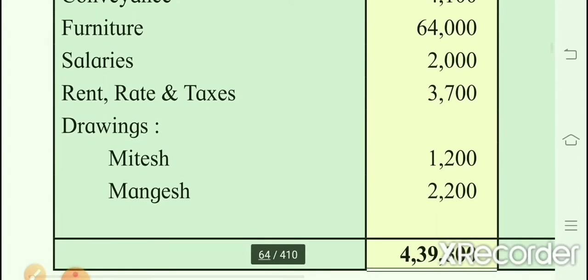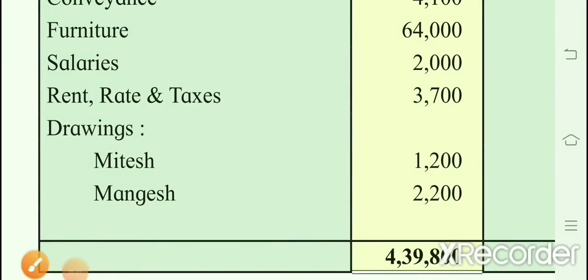Always we used to deduct the drawings from the capitals of partners. As this problem is based on fixed capital method, we will prepare one separate format for partners current account. Partners current account, this separate format we will prepare. Remember that if the problem is based on fluctuating capital method, we used to deduct the drawings from the capital of partners. Now we will deduct the drawings from current balance of partners.